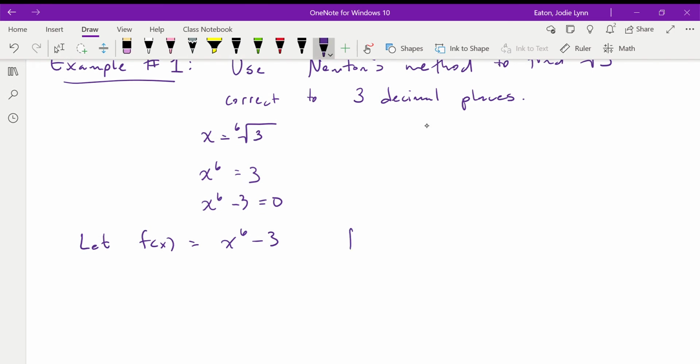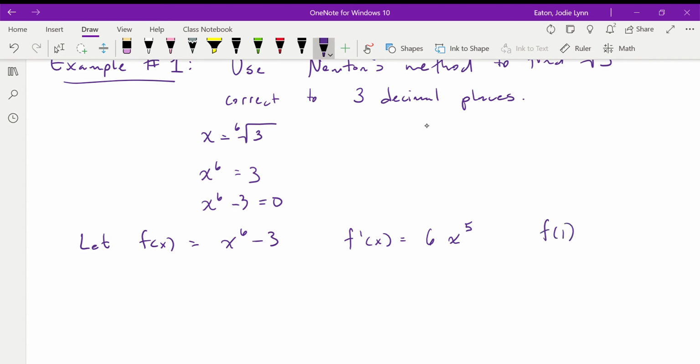So f prime of x equals 6x to the 5th. Where are we going to start with our guess? Well, the 6th root of 3 is going to be smaller than 3, and bigger than 0 because we're looking at the positive 6th root. We know it's not smaller than 1 because that would make it a fraction. So let's take a guess that it's between 1 and 2. Considering the square root of 3 is between 1 and 2, it's a reasonable guess that it's going to be between 1 and 2.